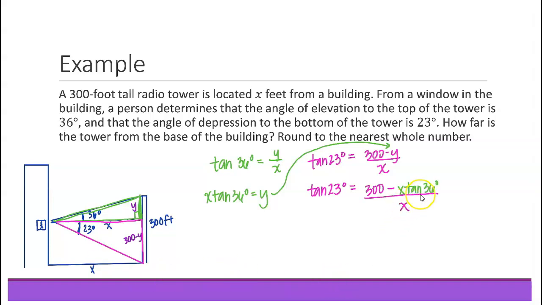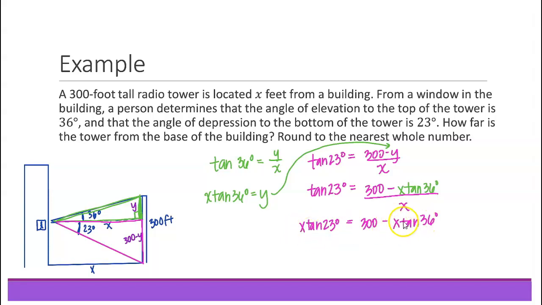And now what we want to do is solve for x. So this equation that we have, it only has x's in it. We have one equation with just x's, so we want to solve for x, get x by itself. So I'm going to multiply both sides by x. So I get x tangent of 23 degrees is equal to 300 minus x tangent of 36 degrees. So again, if I multiply by x, that will cancel with this x on the bottom. That's why there's an x over here now.